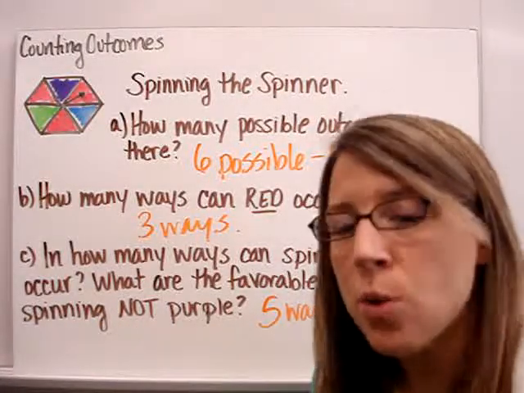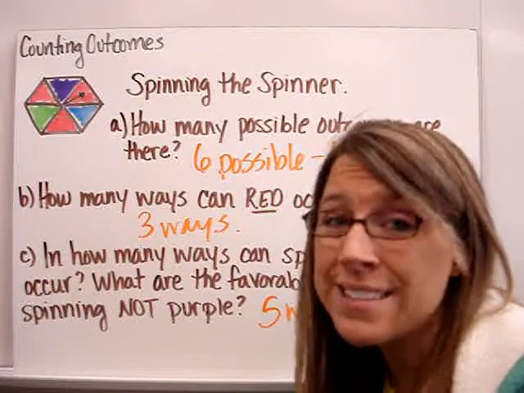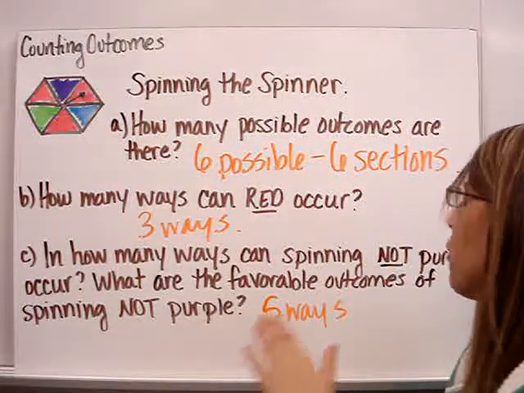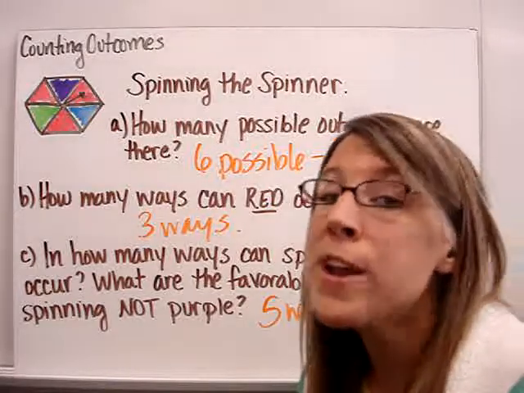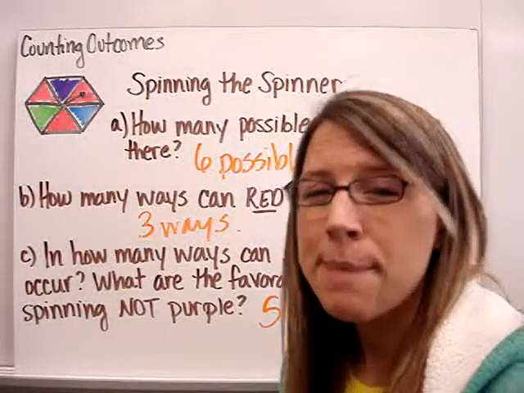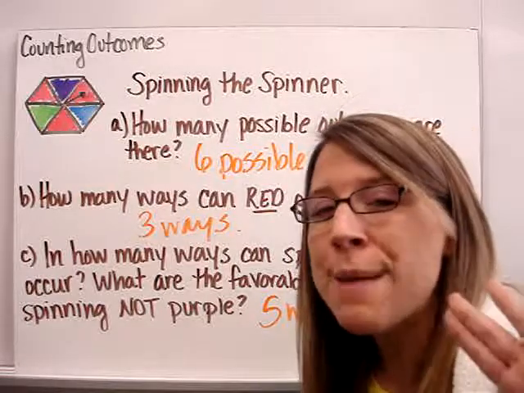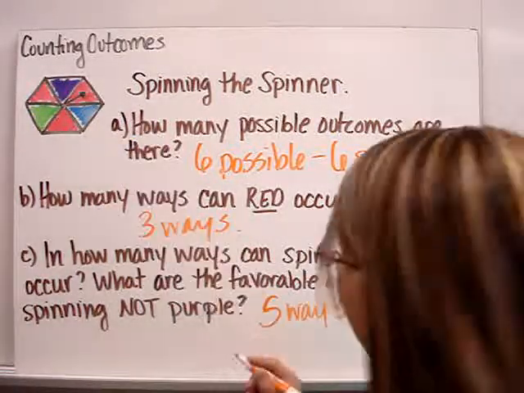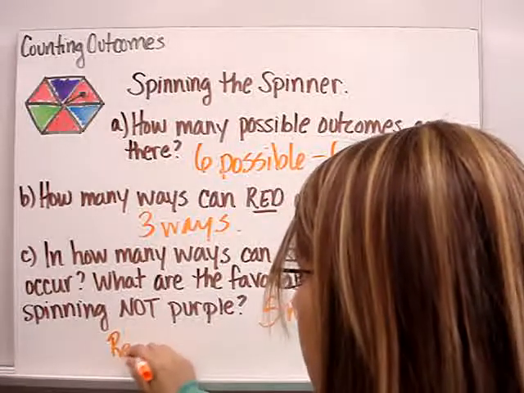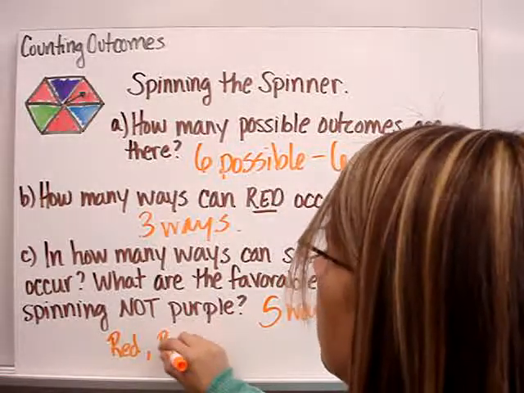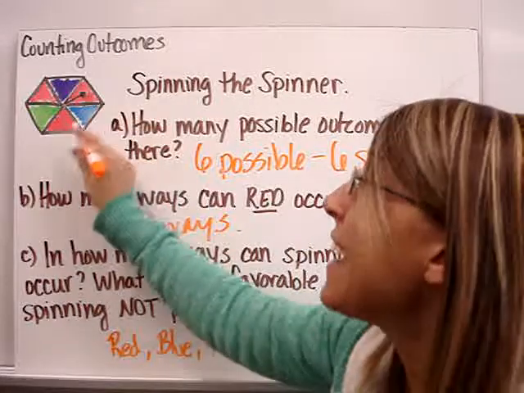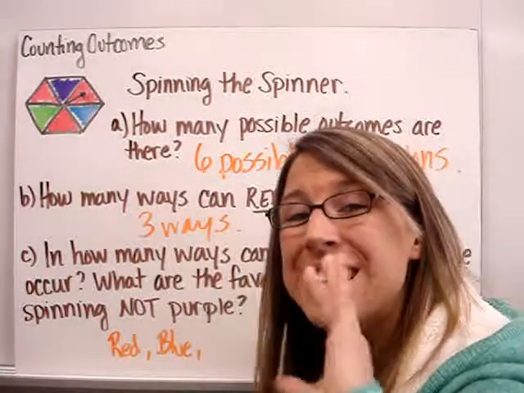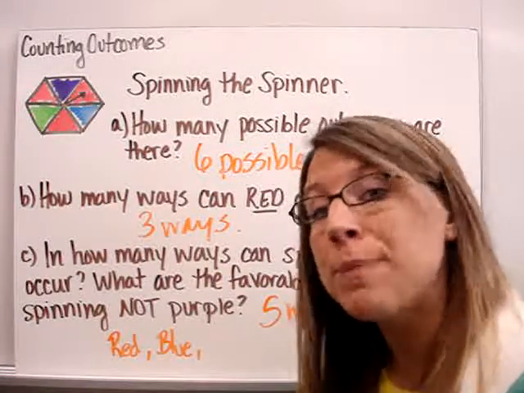So this is a different question. We know there are 5 ways to spin not purple. Now the question, what are the favorable outcomes, is asking you what are those 5 ways. Be specific and make sure you name all of the 5 ways. So I see red is not purple. Blue is not purple. Red, again, you already named red, but you said there were 5 ways. So you need to list them all, even if a color repeats.